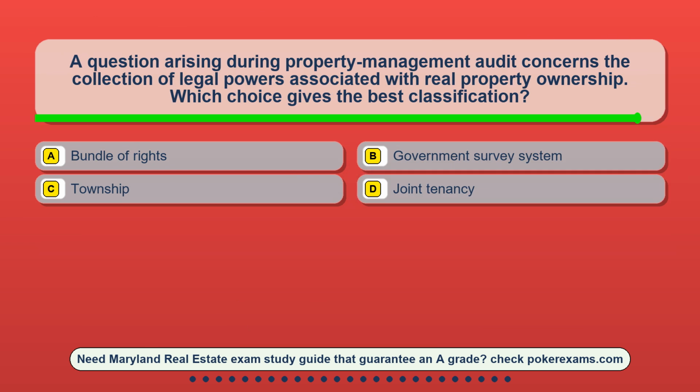Question 25. A question arising during property management audit concerns the collection of legal powers associated with real property ownership. Which choice gives the best classification? Option A, bundle of rights. Option B, government survey system. Option C, township. Option D, joint tenancy.